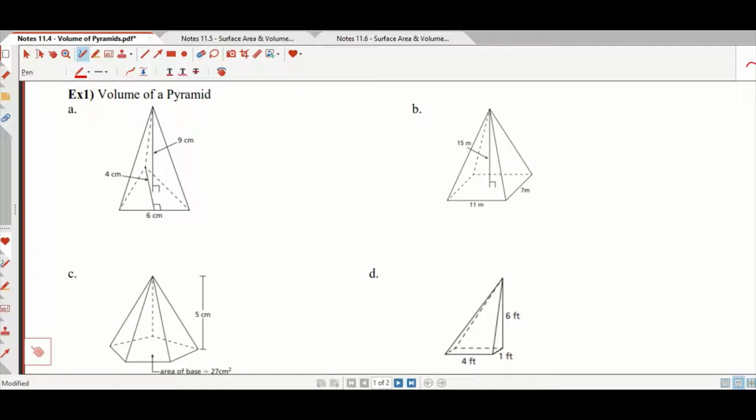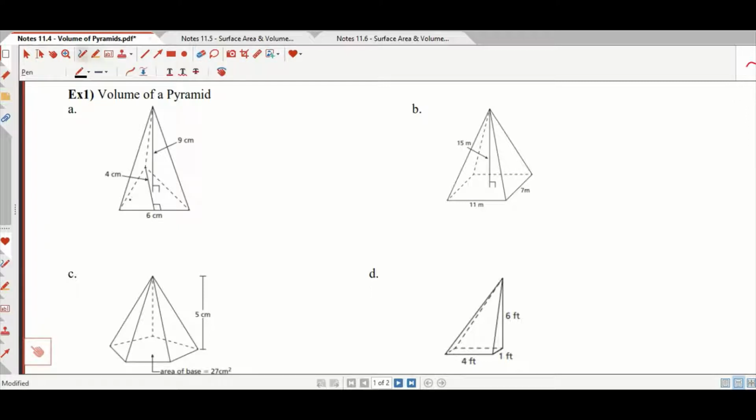Now the volume of a pyramid, let's go ahead and do this. So again, to find the volume of a pyramid, you take the area of the base, multiply it by the height, because that would give you the volume of the prism that fits around your pyramid, like that. What a terrible, awful drawing, but you get the idea.